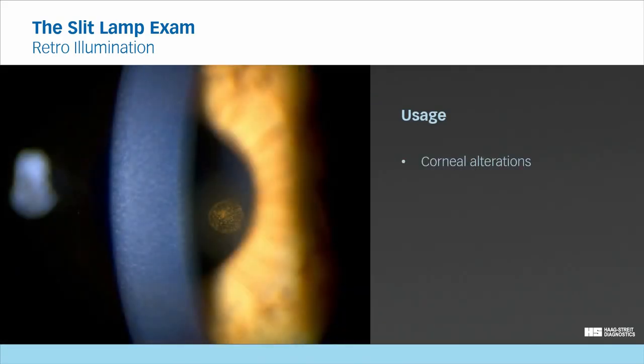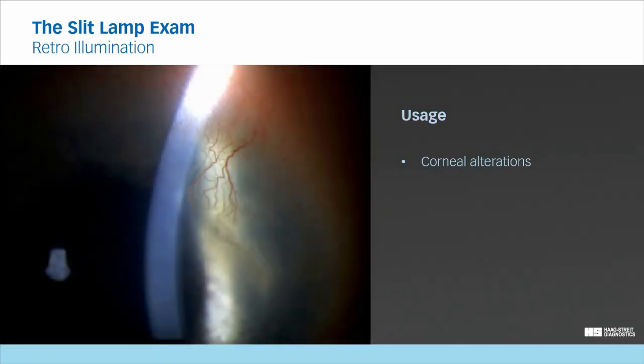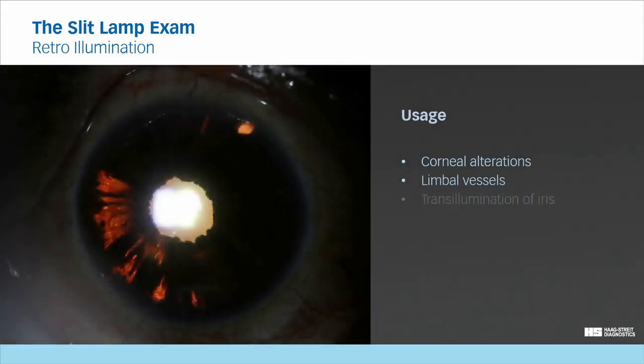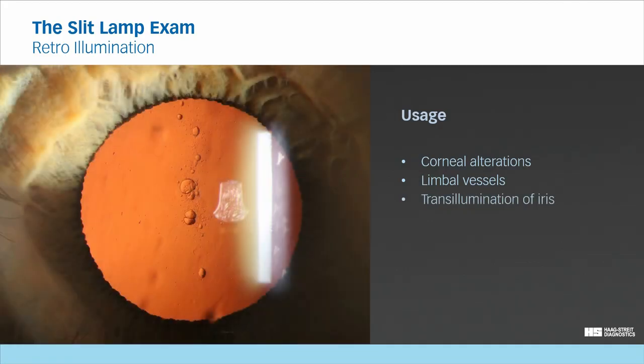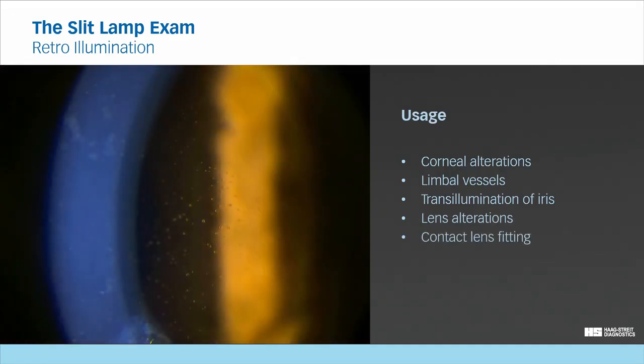Usage. Retroillumination allows to detect and differentiate corneal irregularities. It is highly effective for visualizing the extent of limbal vessels and neovascularization. It is the method of choice for detecting transillumination of the iris. And it is useful in assessing irregularities and opacities in the lens. In contact lens fitting, it is used for assessing deposits and for identifying marks or defects.